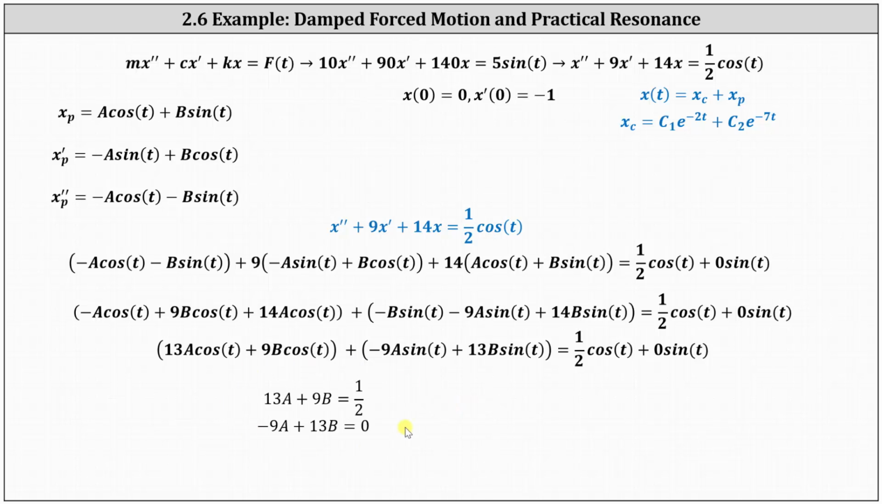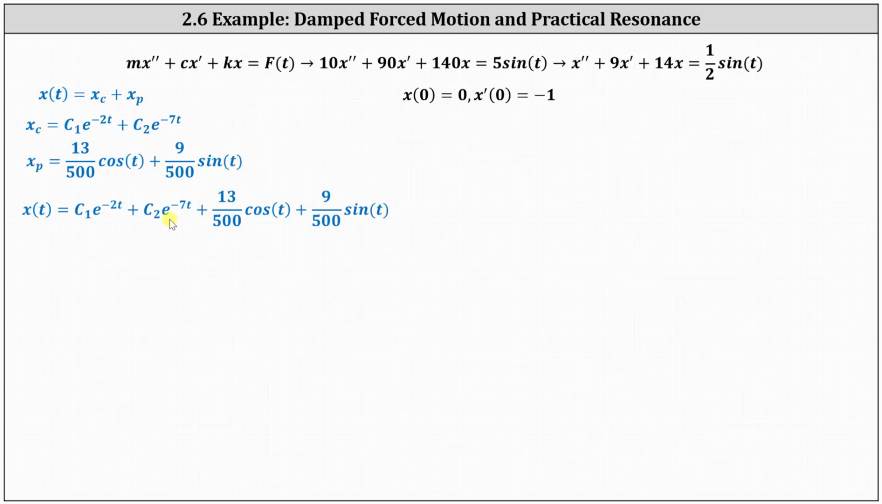And now we solve the system of equations to determine a and b, which will give us x sub p. Solving for a and b, we have a equals 13/500 and b equals 9/500. So now we know a particular solution is x sub p equals 13/500 cosine t plus 9/500 sine t. So now that we have x sub c and x sub p, we can now determine the general solution.